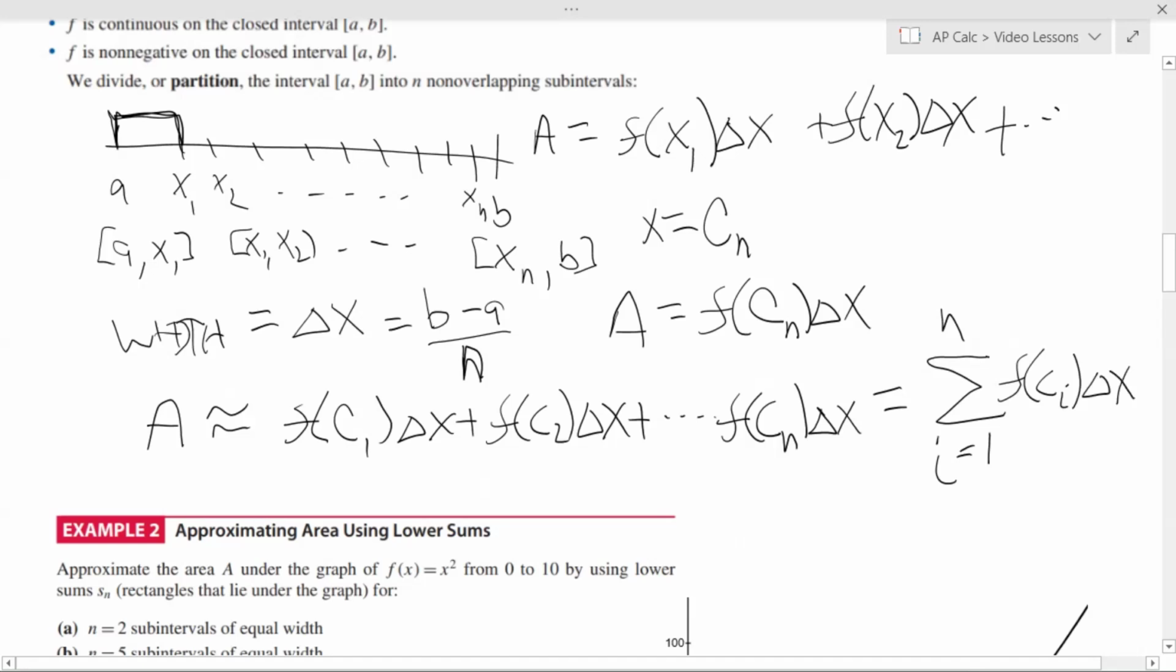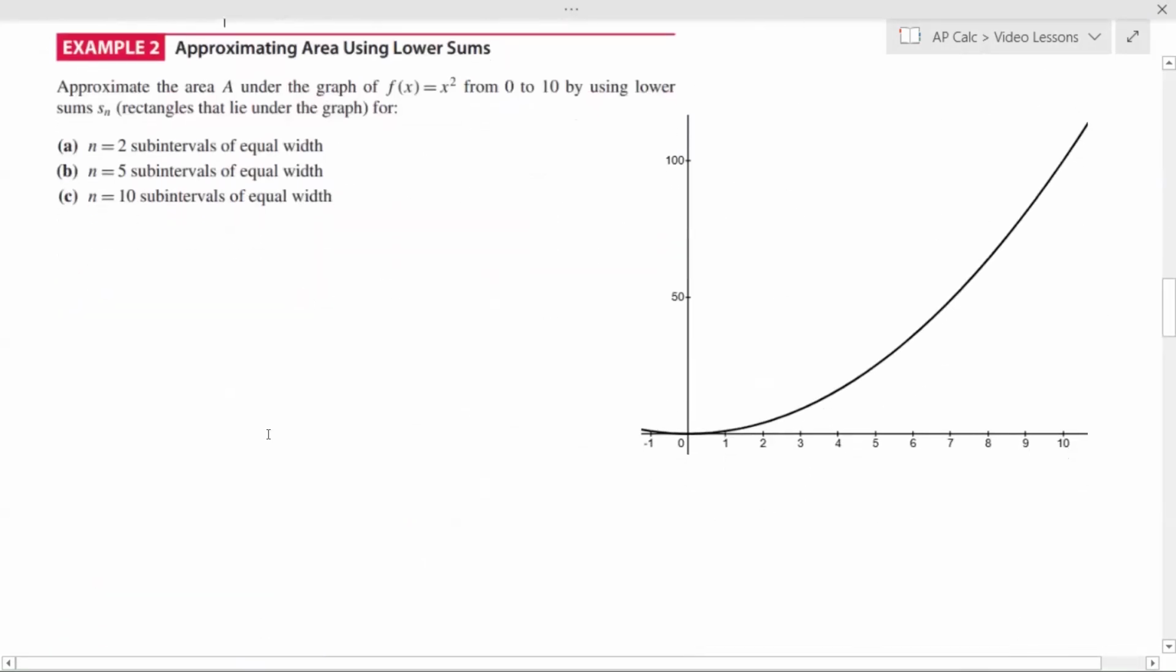Now, all that means is add up all of the function heights times the width, and you'll get the approximate area. Notice I used wavy equal signs here. Okay, so we want to approximate area using lower sums. So approximate the area A under the graph of x squared from 0 to 10 using lower sums. We'll call that lowercase s sub n for 2, 5, and 10 subintervals.